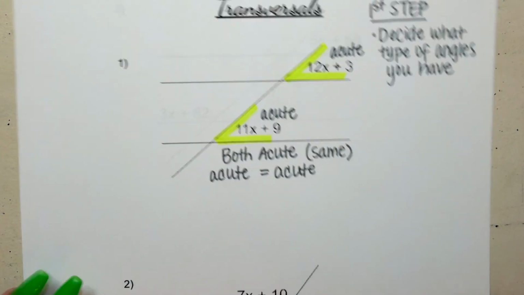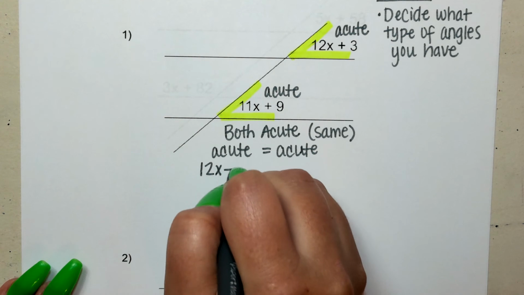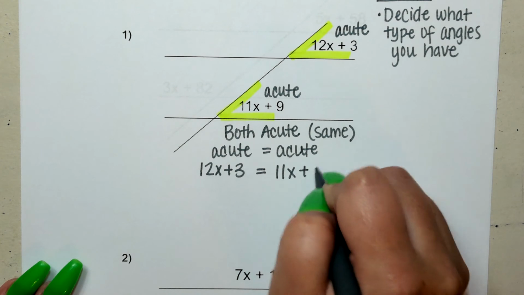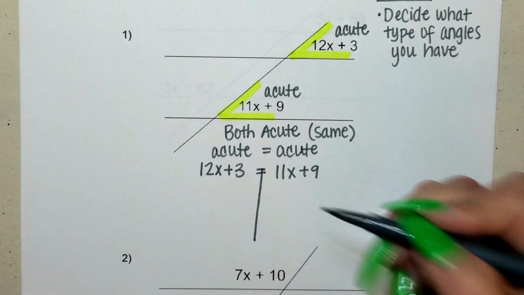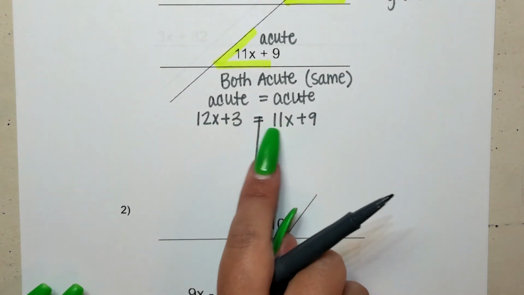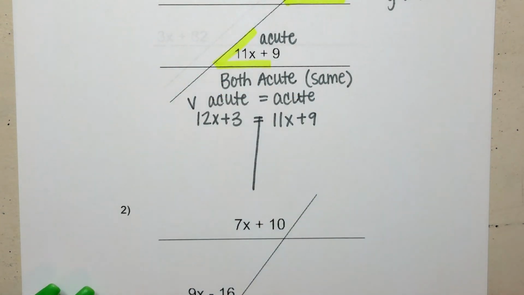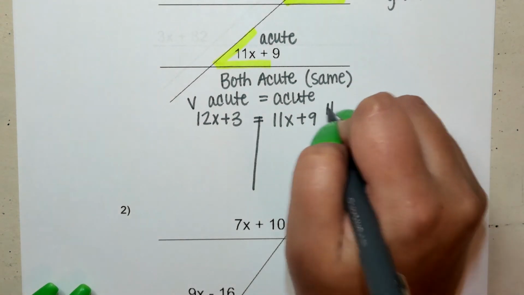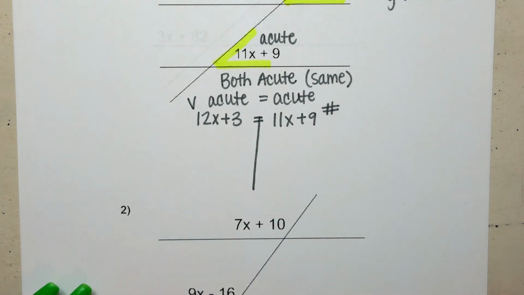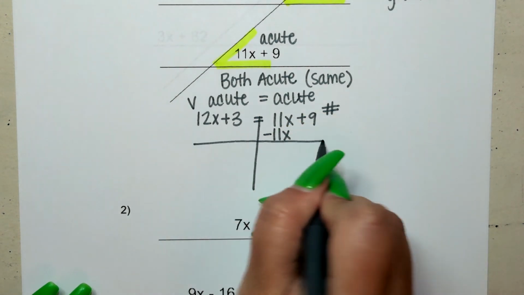Now we just plug in our expressions. So 12x plus 3 equals 11x plus 9. Now we just solve like a regular equation that we've been practicing. So first, I'm going to label my variable side. It's going to be the left side, since 12x is bigger than 11x. And then I have the number side. So first, I want to bring this 11x over to the variable side. So right now it's a positive, so the opposite is going to be to subtract 11x on both sides.